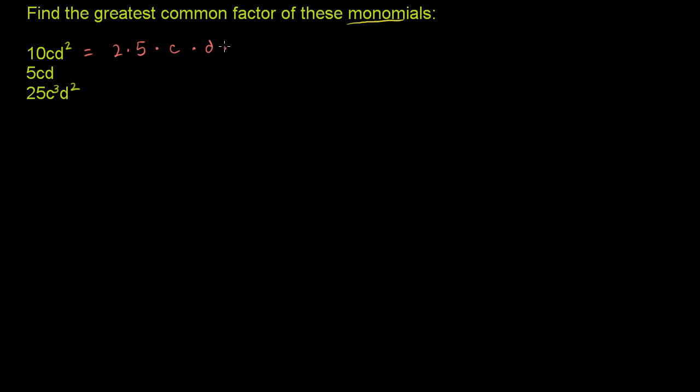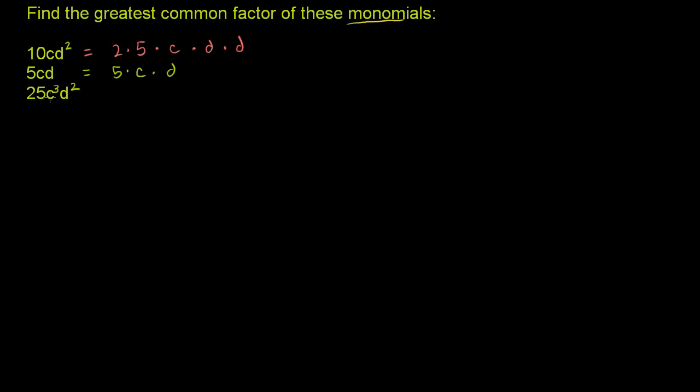So I've essentially broken 10cd squared into the product of the smallest constituents that I could think of: the prime factors of 10, and then c, and then d, d. Now let's do 5cd. Well, 5 is prime, so its prime factorization is literally just 5. C, you can't break that down anymore, that's just a c, and then times a d. So we really didn't do anything to this expression.